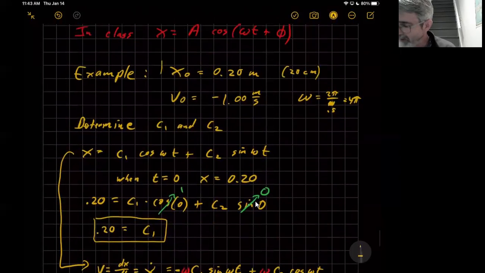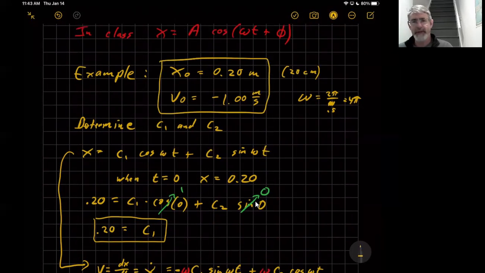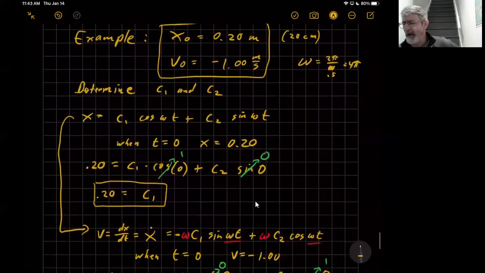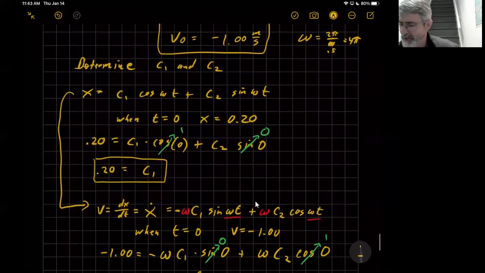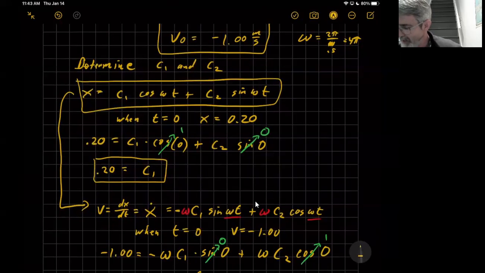We basically have been given 2 data points, one for the initial position and one for the initial velocity. Okay, so what did we do? We have the position equation, and we take its derivative. So we then have a velocity equation. So we have a position equation, and we have a velocity equation.